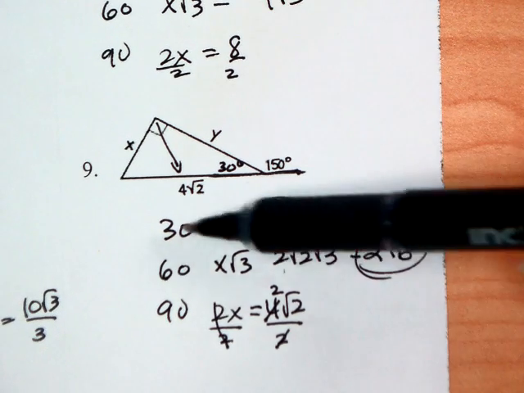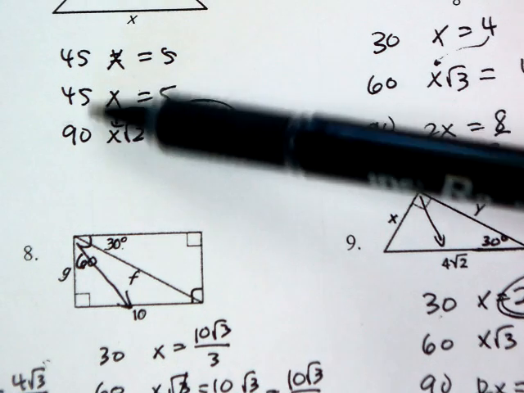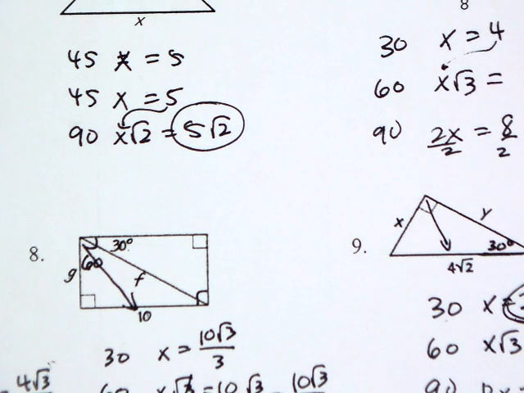Again, I would really set up these 30-60-90s and the values that they have, and the 45-45-90s. I think it helps you separate who equals what and what you need to solve for.